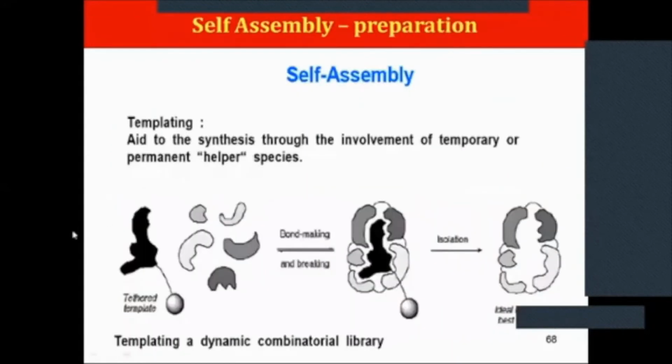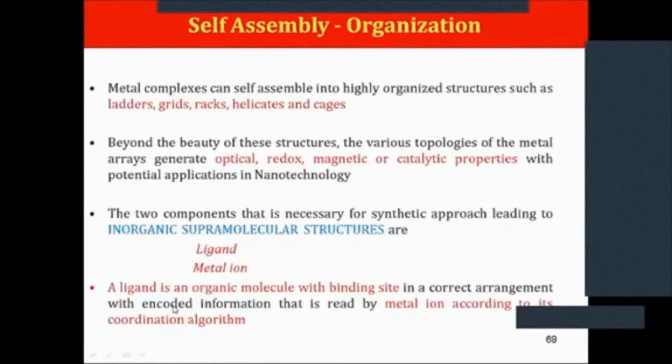How do you synthesize that? You put a template in the middle. Along this template, all these things form a supramolecule, and then you can remove the template. So you get a molecule like this. They self-assemble. They all come together because of this template. In this organization, we have many architectures and structures. Let us see some of them, which are called ladders, grids, racks, etc. And they have different properties like optical, redox, magnetic, catalytic.